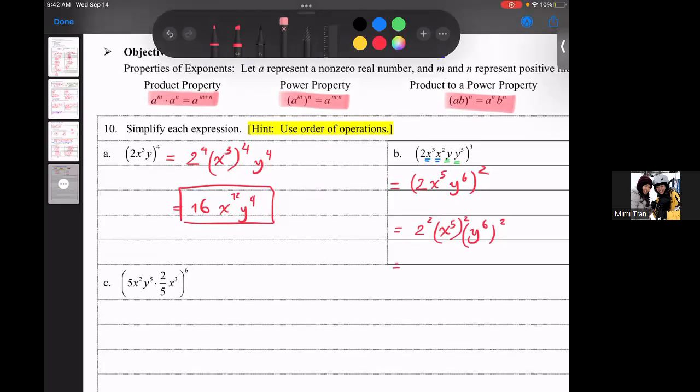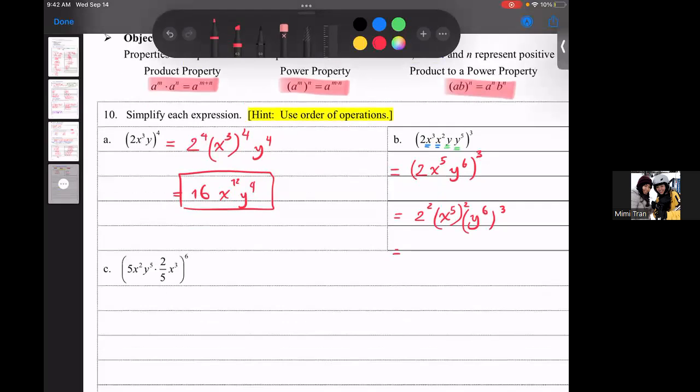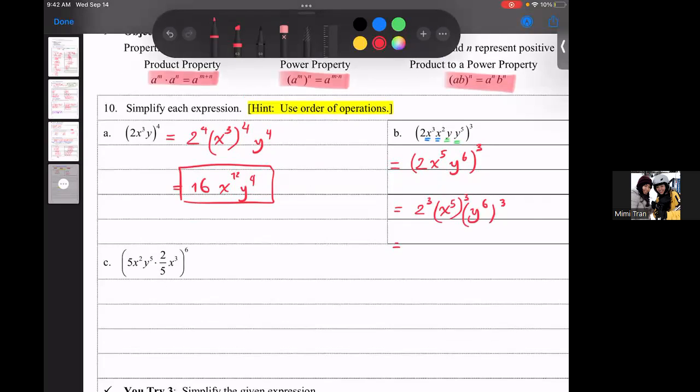Thank you very much. Third. So third here. So 8, x to the 15, and then y to the 18.